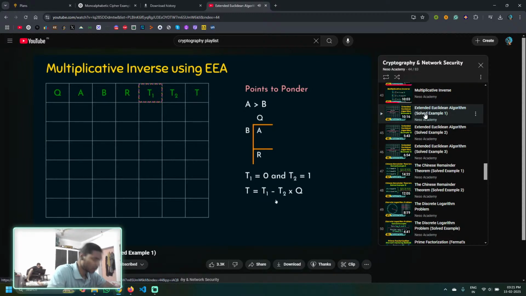Don't worry about this. Anyway, I'm not going to explain how we get this because we are just going to use this extended Euclidean algorithm to find the multiplicative inverse, and this is not a mathematics class. So just use this formula. T is equal to T1 minus T2 into Q. So obviously the first row will be filled, right?